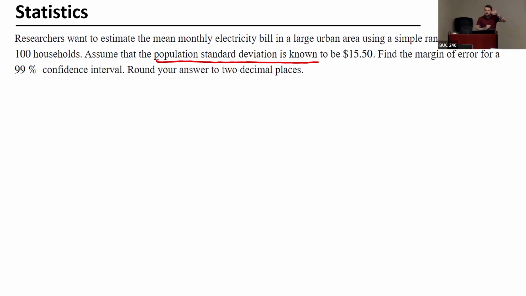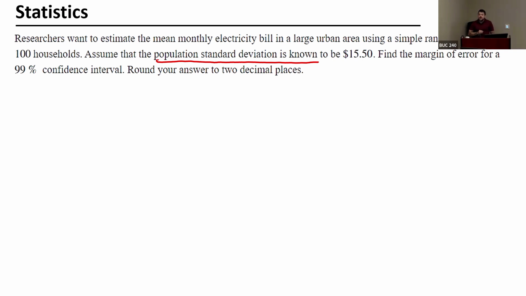Known. In my mind, if I was doing the final, I'd be reading this going, okay, which one is the population standard deviation? That's where I'm going. Because they're giving it to me, because eventually I'm not going to give it to you. It's known to be $15.50. Find the margin of error for a 99% confidence interval.